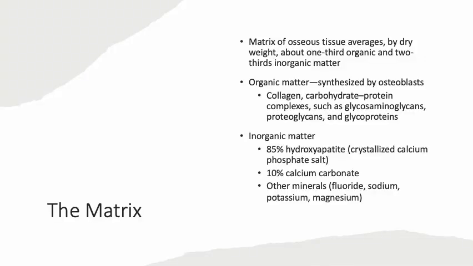The matrix of your bone is made up of both organic and inorganic matter. The organic matter is anything that is made or built by the osteoblast, so this is collagen, carb protein complexes, things like that. The inorganic matter is your calcium carbonate, and other minerals like fluoride, sodium, potassium, magnesium. The majority of your bone mass, the matrix, is inorganic matter. Only a third of it is the organic matter, or the things that are actually built by the osteoblast. The rest is all minerals and stuff that is stored in your bones.